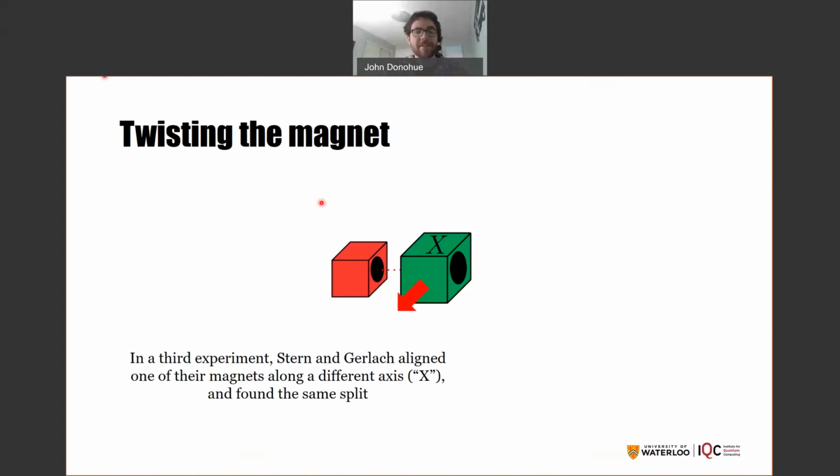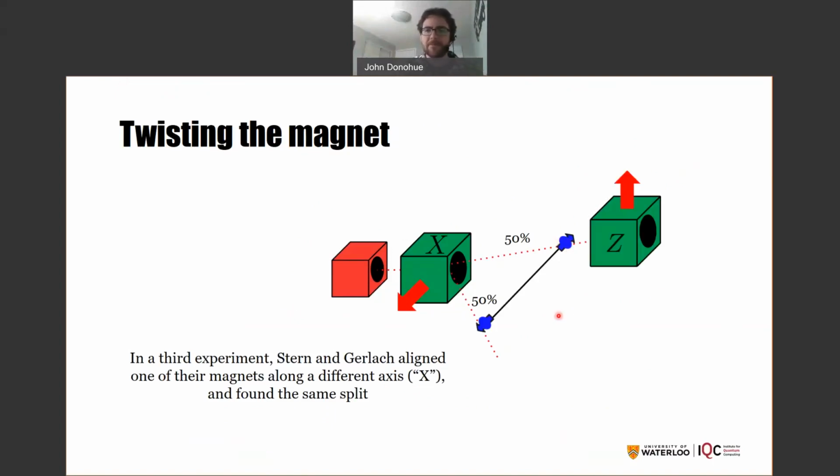So in a third experiment they did, they twisted one of the magnets by 90 degrees along a different axis, in the x direction. And they found the exact same split. Okay, so now we're no longer talking about spin up and spin down, which all comes from the right-hand rule. We're twisting our head this way and thinking about spin left and spin right. And once again, it splits up 50% spin left, 50% spin right.